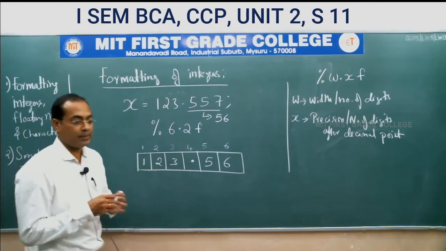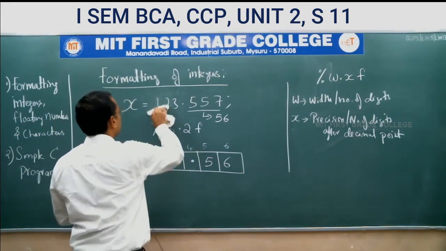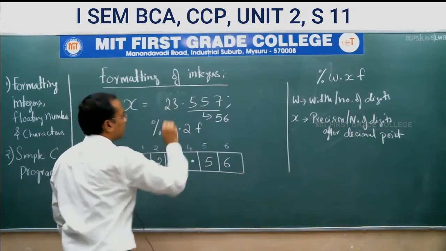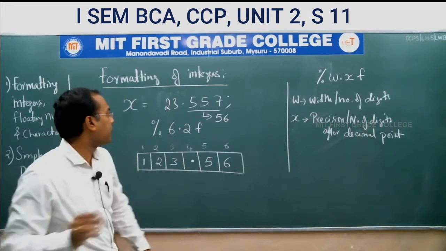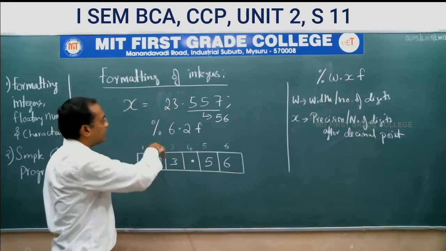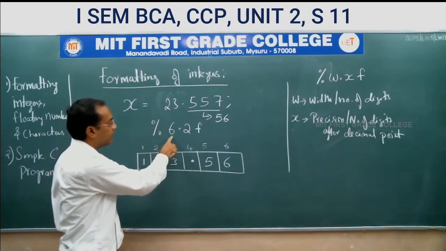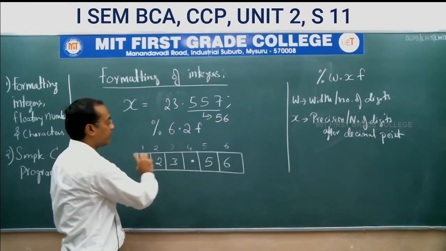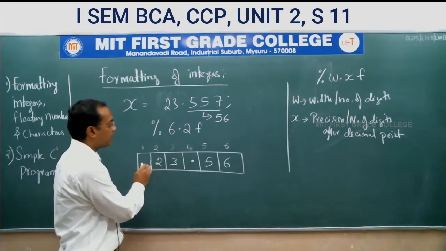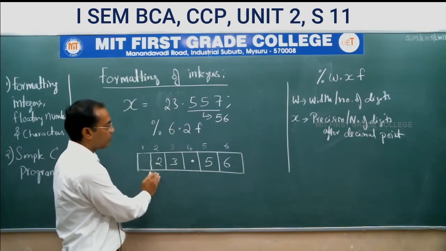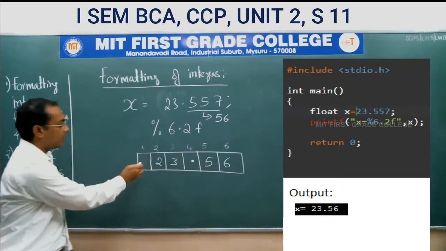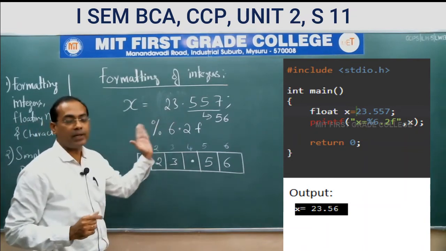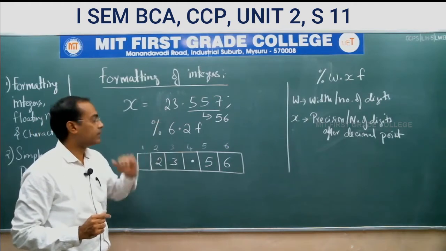We will take one more example. Here we are considering 23.557. The total number of characters or the width in digits it can accommodate, including the decimal point and the digits after the decimal point, is 6. So the compiler will display exactly like this: 23.56. It will not display anything in the first place. Why? Because it is right aligned. You have not given a negative sign.